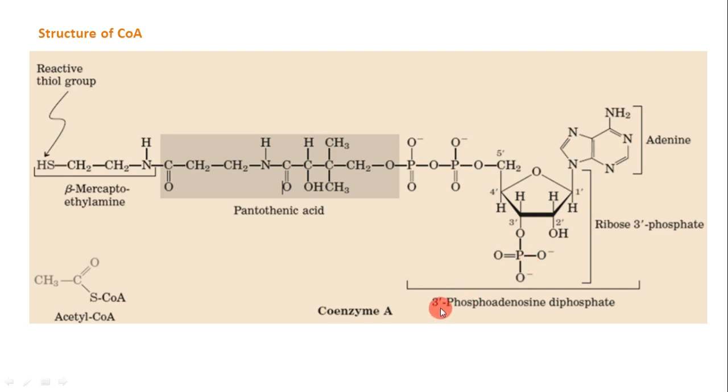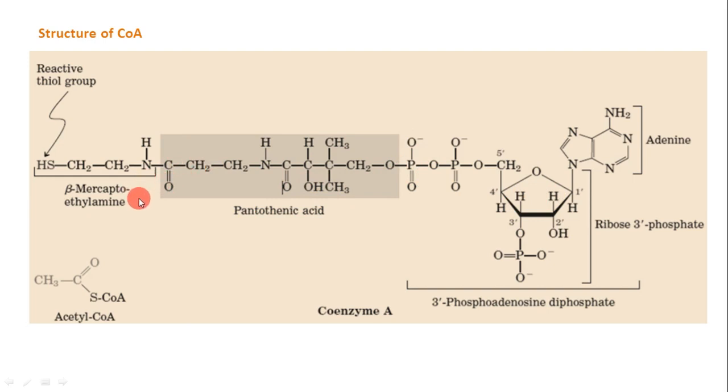It is said to be 3'-phosphoadenosine diphosphate. This is one of the components of coenzyme A. Then there is another partner, a vitamin, namely pantothenic acid. It is a member of the vitamin B complex. This pantothenic acid joins with the diphosphate of the adenine nucleotide.